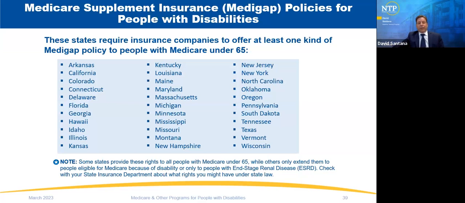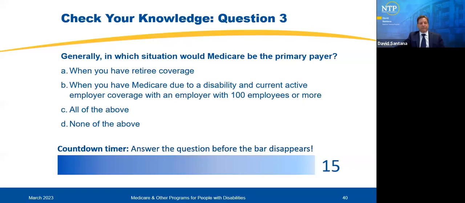Now, the note on the bottom of the slide points out that although the states may be requiring one of the Medigap policies to be sold to people under 65, some of the states just require the policy to be sold to an individual who has Medicare because of disability, and there may be states that say we're only requiring a Medigap policy for people who have end-stage renal disease. So it's important to check with the state to see what kind of options there are for people who are under 65. And we came upon another knowledge check.